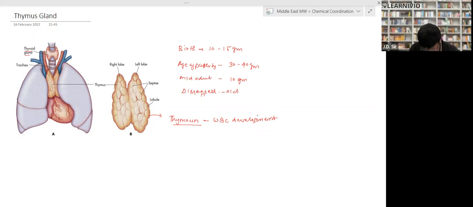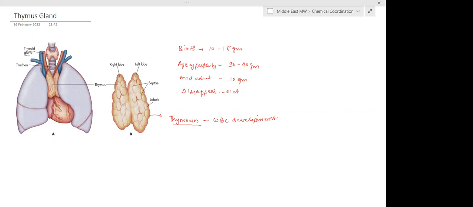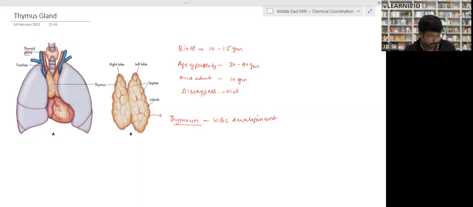It also has an role in the attainment of maturity. So this was the thymus gland. Clear? Attainment of maturity.